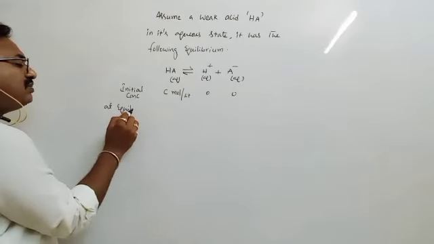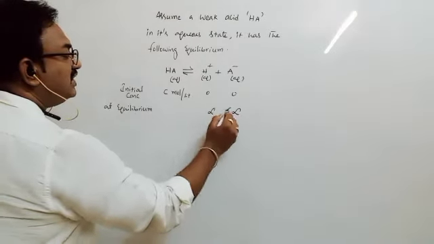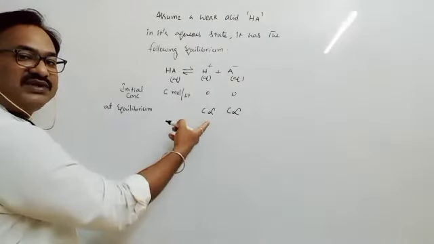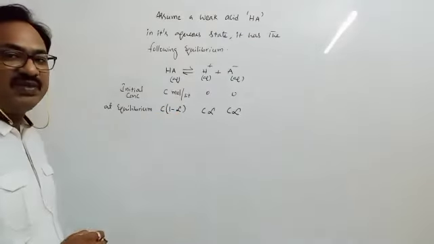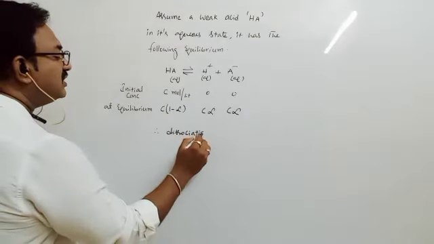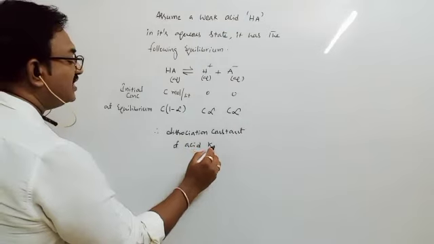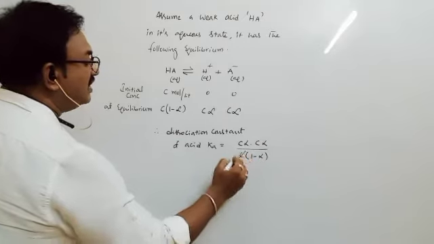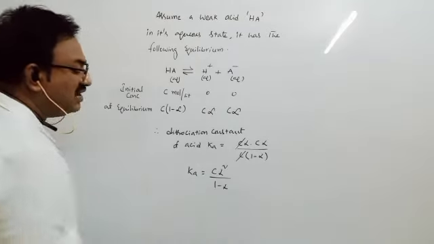Now at equilibrium, if the degree of dissociation is alpha, the concentrations are C alpha, C alpha. For one mole it is alpha, alpha; if you take C moles, it becomes C alpha, C alpha. And the undissociated acid is C into 1 minus alpha. Therefore, the dissociation constant of acid Ka equals C alpha into C alpha by C into 1 minus alpha. C gets cancelled, so Ka is equal to C alpha square by 1 minus alpha.